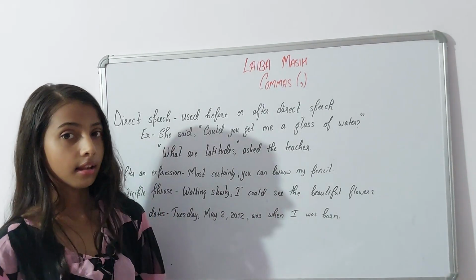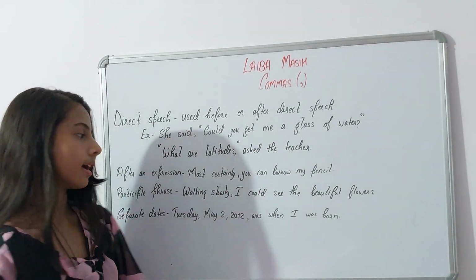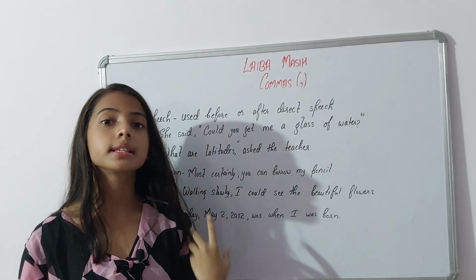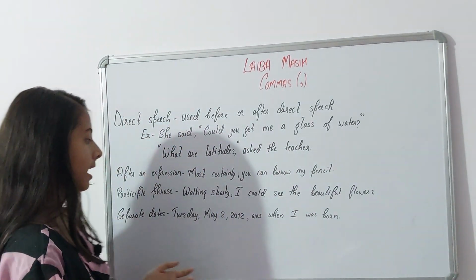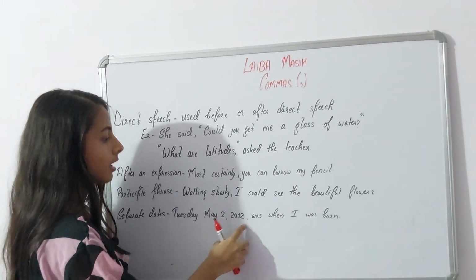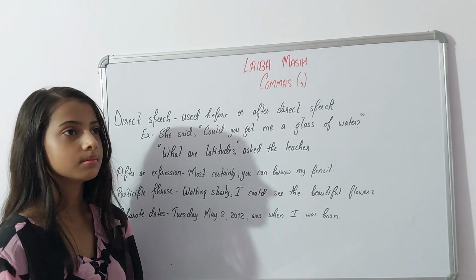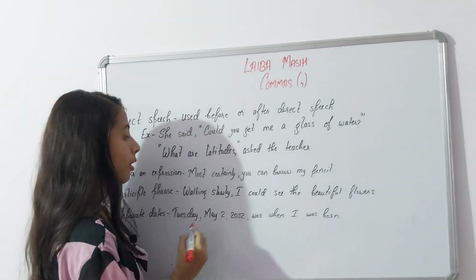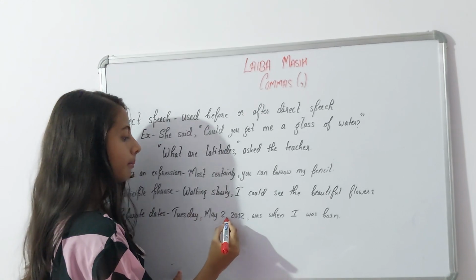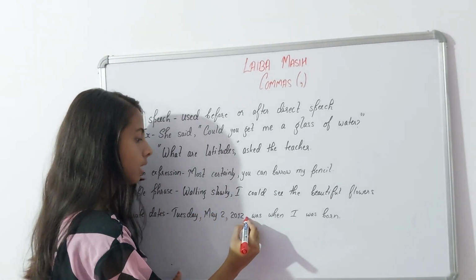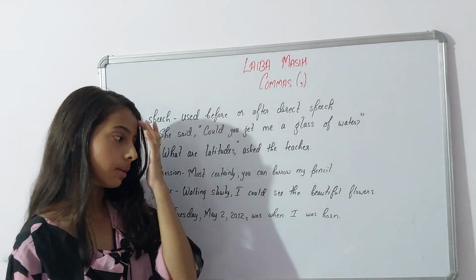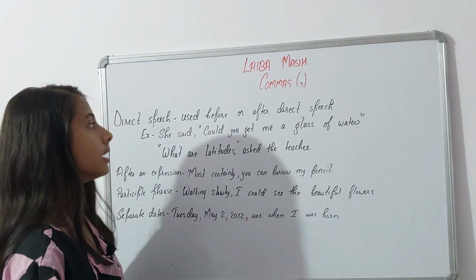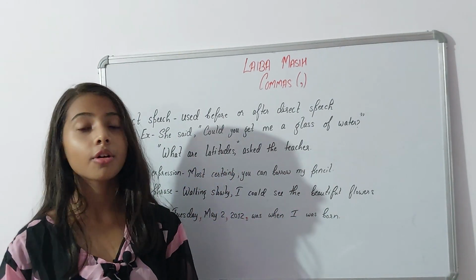And the last place where we use the comma is to separate the dates in a sentence. When we have a few dates in a sentence, just writing them as Tuesday May 2 2012 was when I was born doesn't look very nice. So it can be written more properly as Tuesday, May 2, 2012, was when I was born. This is a proper sentence with proper usage of commas. So this was all about the usage of commas.